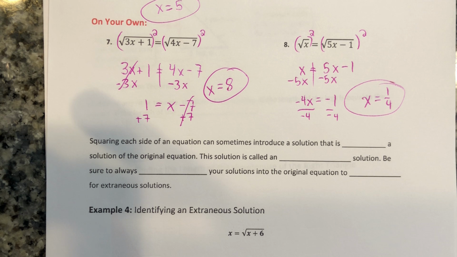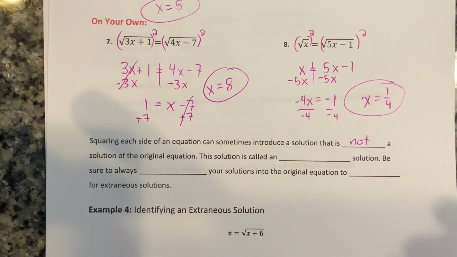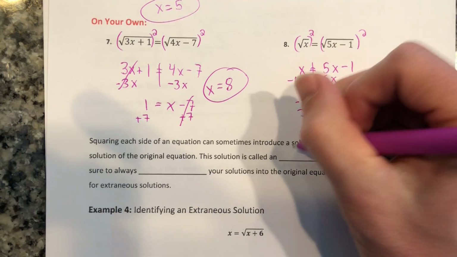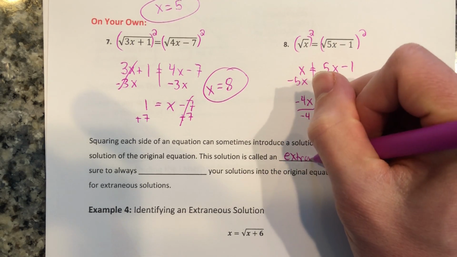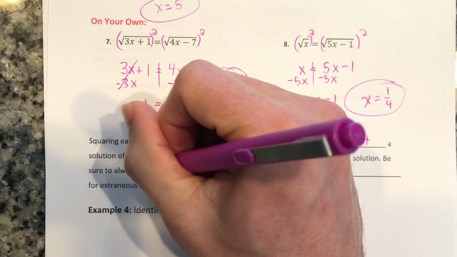Now, the last thing here is an extraneous solution. So we're going to talk about getting these extraneous solutions. It says squaring each side of an equation can sometimes introduce a solution that is not a solution of the original equation. This solution is called an extraneous solution.